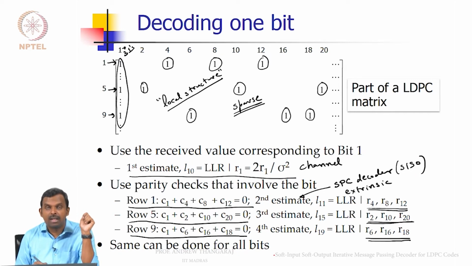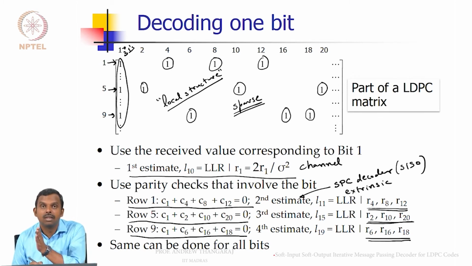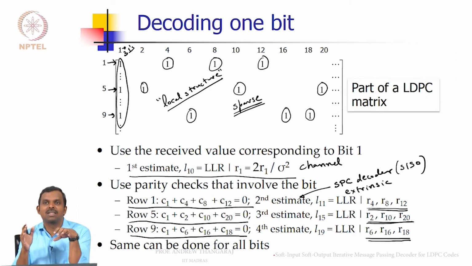So, the same thing can be done for every other bit as well. I showed you for the first bit. Even if you go to the 200th bit, the 200th bit will have a local structure. It will have certain ones in the columns which are connected to certain ones on the rows. You can do the same computation, except that you should know which bits the 200th bit is connected to, which are the rows, where are the ones. Once you know where the ones are, you can pull out these received values and send them through the same SPC decoder. So, you just need this single parity check decoder which will keep doing SISO calculations for you.